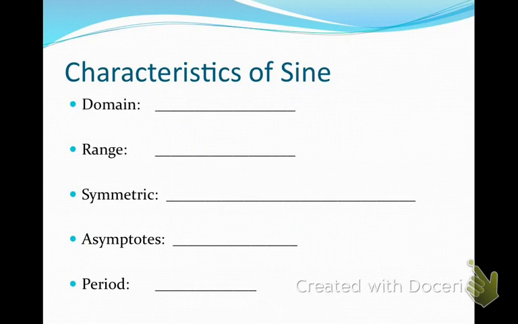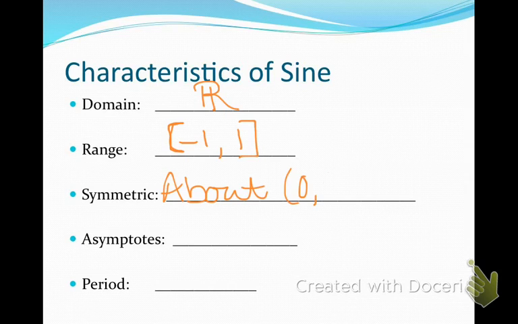Characteristics: the domain is all real values, or all real numbers. The range of the parent function goes from, that's inclusive, -1 to 1, square brackets. The sine value is symmetrical about the origin, so it's an odd function. There are no asymptotes, and the period of the parent function is 2 pi.